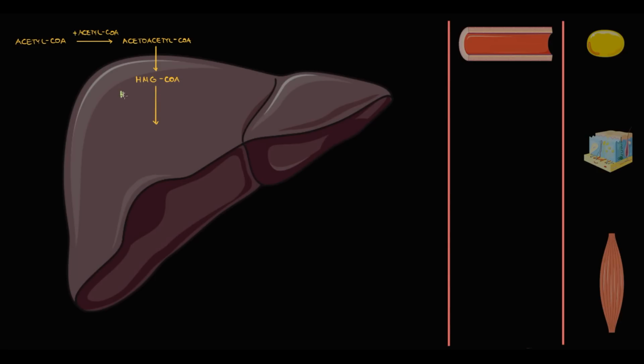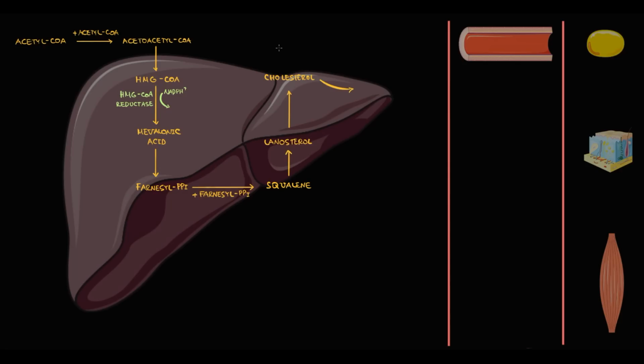HMG-CoA is converted by the major enzyme in cholesterol synthesis, HMG-CoA reductase, to mevalonic acid. It's the most important reaction in entire cholesterol synthesis. Mevalonic acid undergoes further condensation that results in formation of farnesyl pyrophosphate. From 2 farnesyl pyrophosphate molecules, we make squalene. Squalene undergoes conversion to lanosterol, and from lanosterol we make cholesterol.